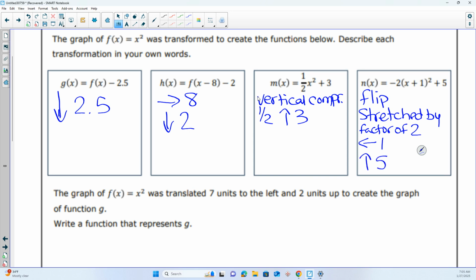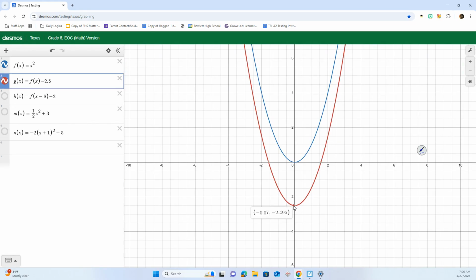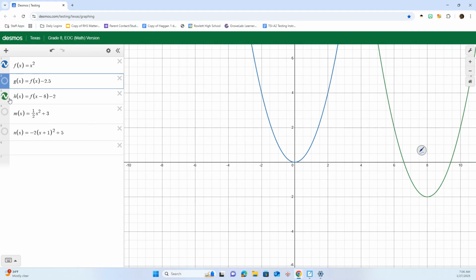Now I'm going to show you on Desmos that it indeed does what we predicted. So again, start with my parent function. I do have everything listed over here. The first one we said was going to shift down. Again, we look at our vertex. It did shift down that many units. This one was a shift to the right, which we see it did shift to the right 8 units, and then it shifted down.